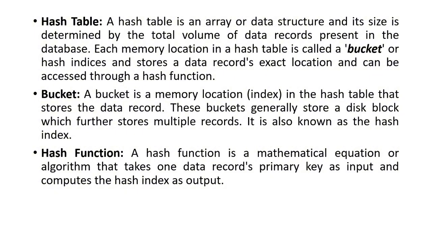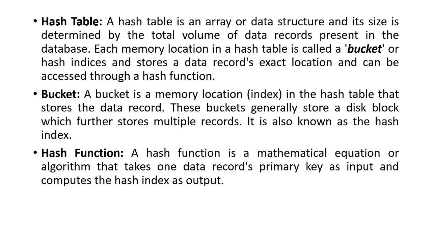The hash index shows the exact location where a data record is stored and can be accessed through a hash function. The second one is the bucket. A bucket is a memory location, the index in the hash table that shows the data record. As I said earlier, each memory location has a bucket. This bucket generally stores a disk block, which further stores multiple records. It is also known as a hash index.